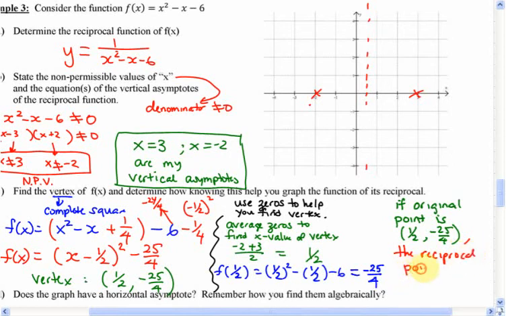will be what? Okay, now careful. You don't reciprocal the x value. It's just the y value, right? So the x value stays the same, but your y value now becomes negative 4 over 25. Okay? Please write that down, because that's what I'm asking you to do here.